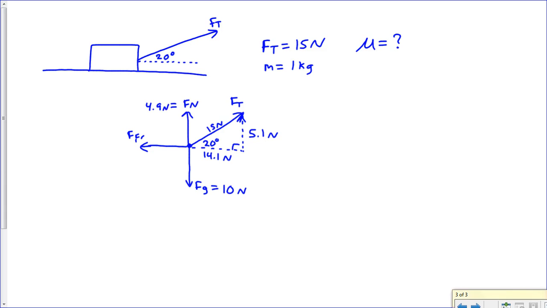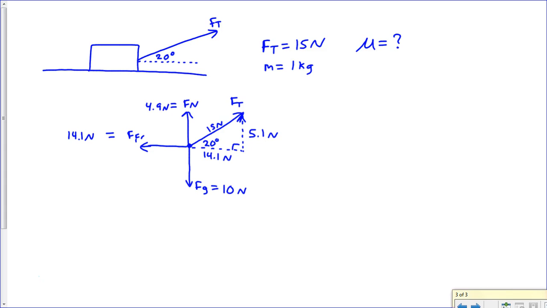All right, now the friction force, that's going to the left. There's a rightward component to the tension force. Those are the only things happening in the horizontal direction, so this has to equal 14.1 newtons as well.